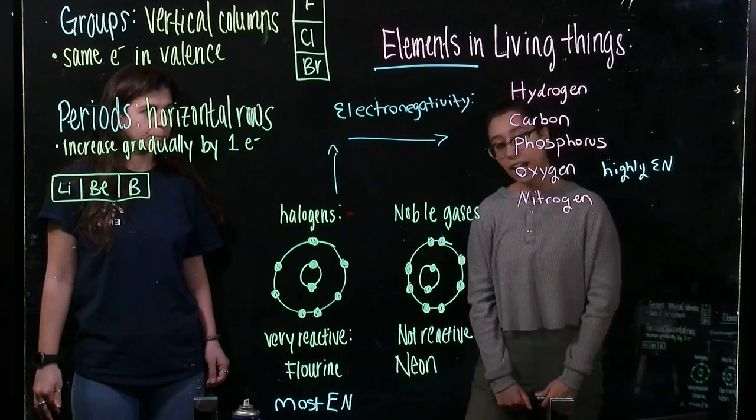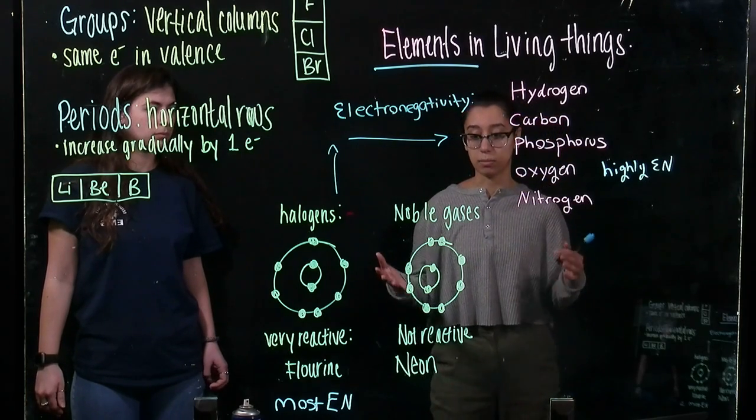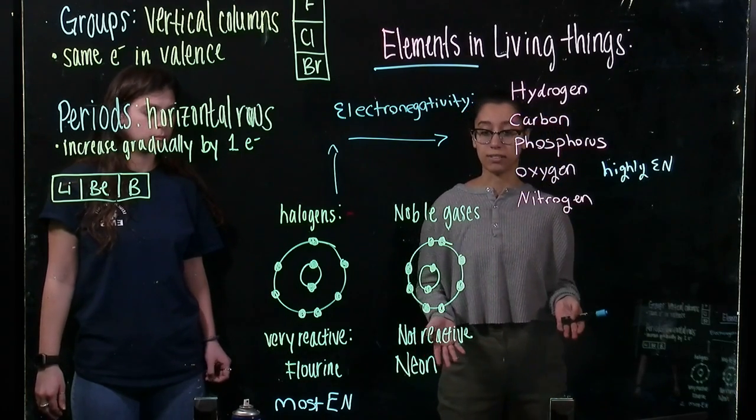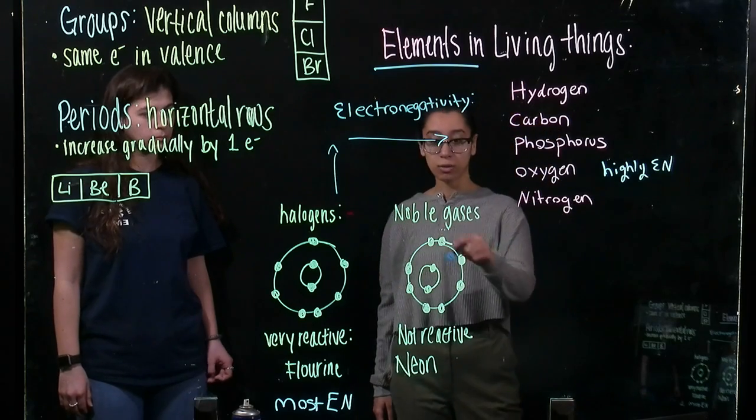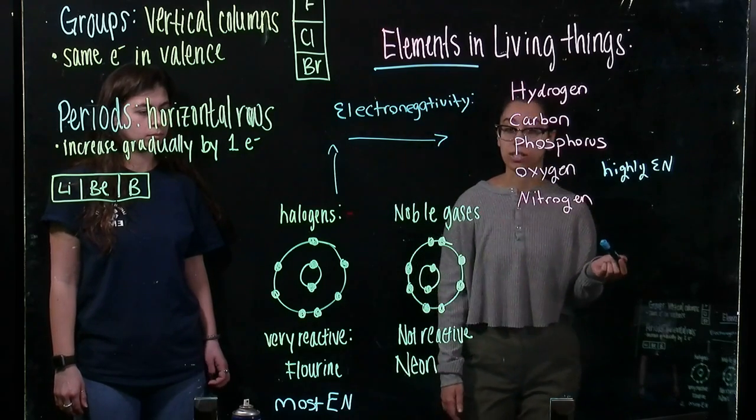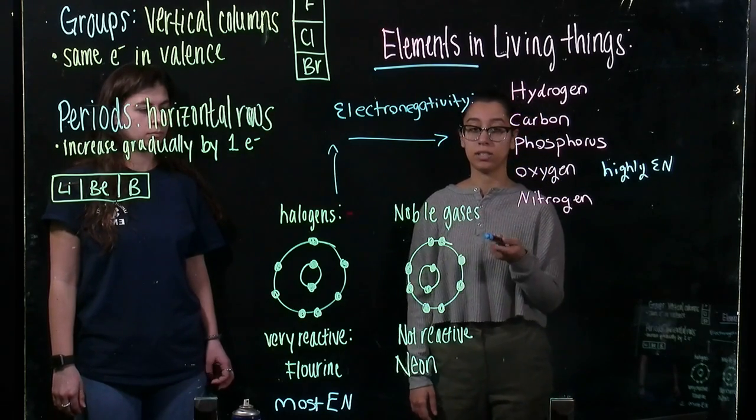Then going to noble gases, this is basically an example of non-reactive elements because they already satisfy the octet rule and they have all of their 8 electrons in their outer valence shell. An example of this is neon.